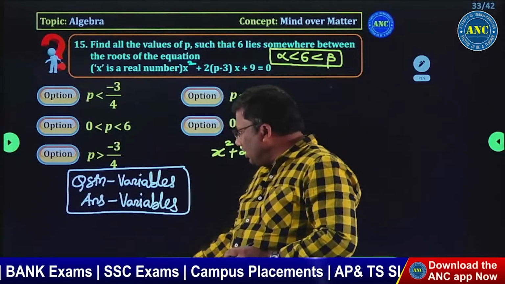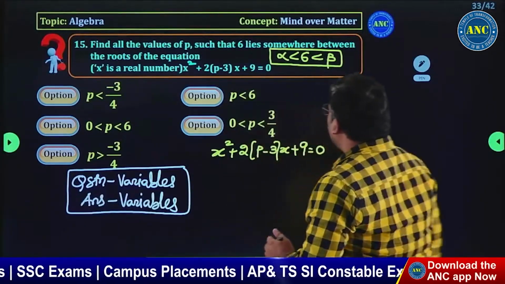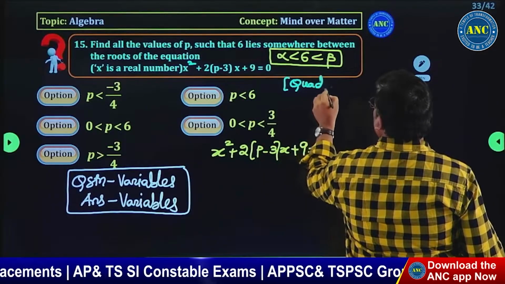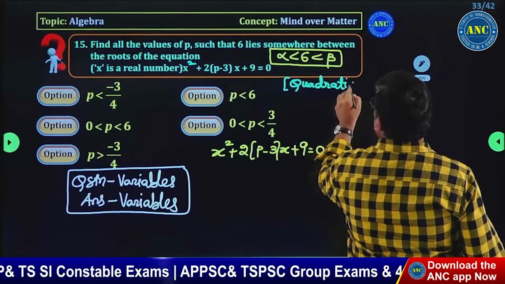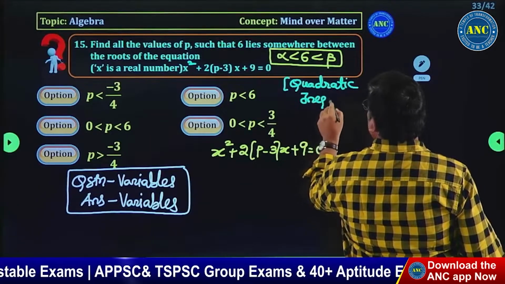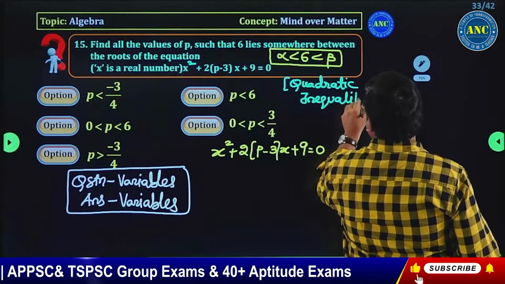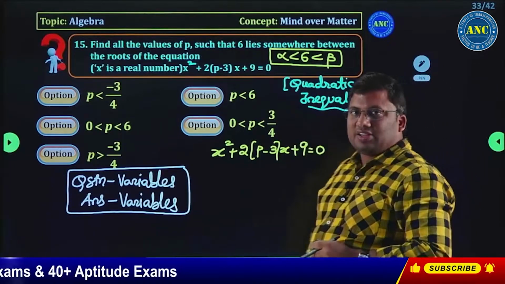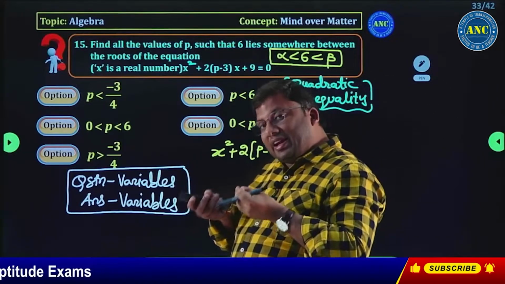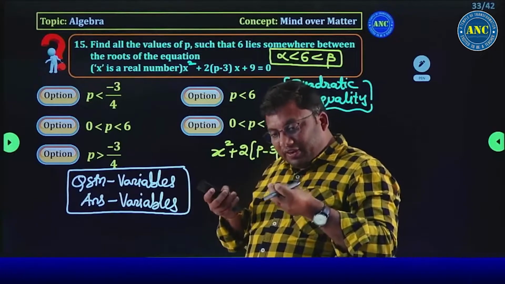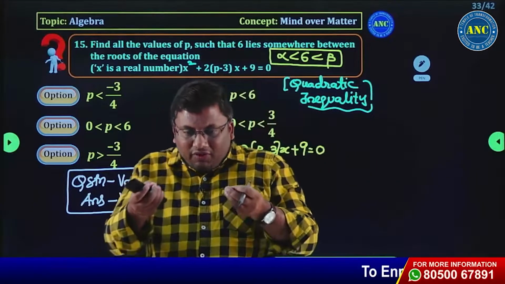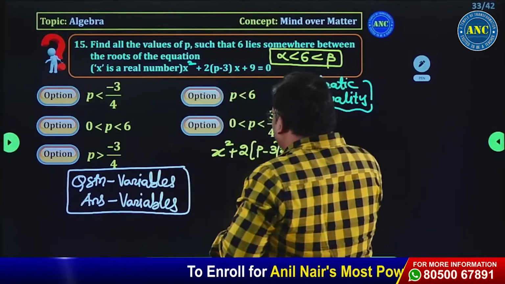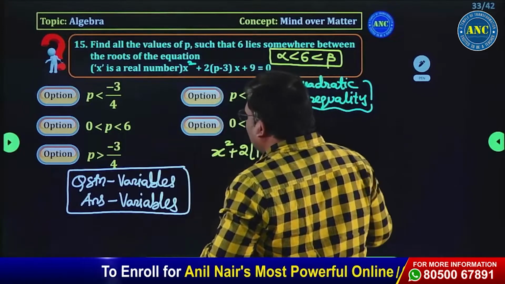Please see here, sir. This is a question based on quadratic inequality. How to solve? There are a lot of conditions. Let us use our common sense. If we can get the roots alpha and beta, if we get the alpha value and beta value, we just need to check whether 6 is lying between alpha and beta. Now if you see here, listen carefully.